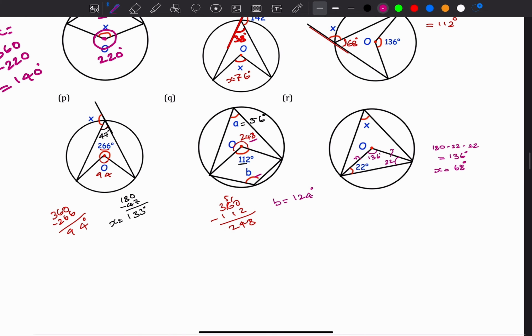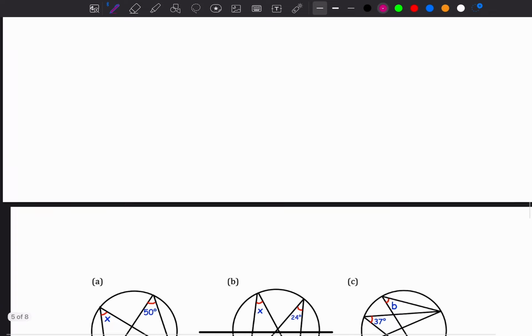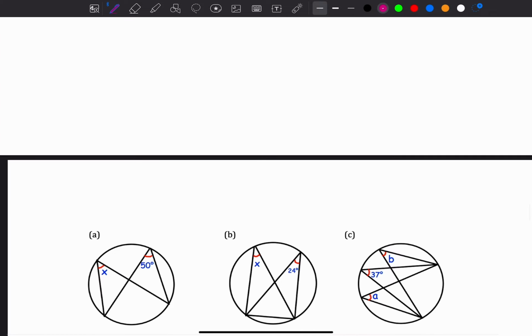So they could give you it any way around. It's very easy. Just remember the rules and then you should be fine. Right, that's rule number 2 done for the circle theorems. Third one.